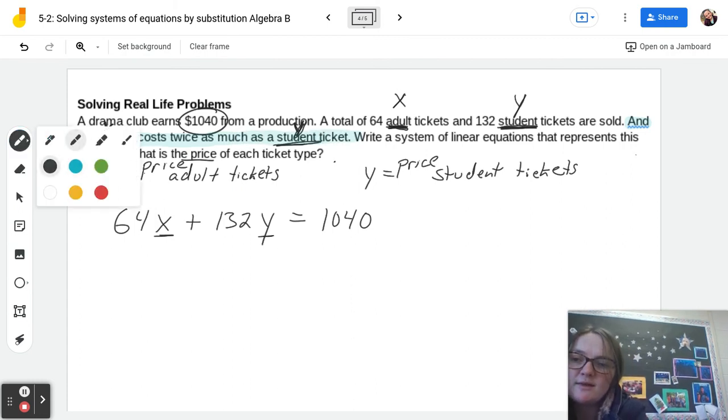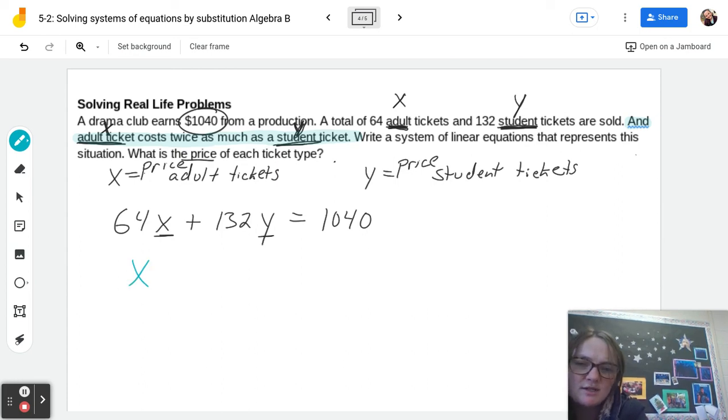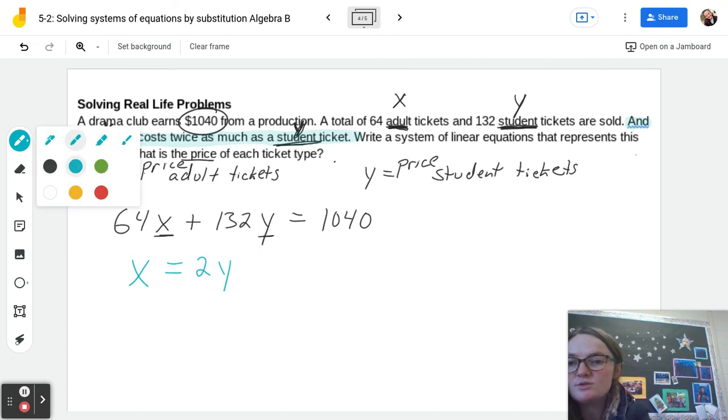Okay, so let's write that. Adult tickets are X, and it says that they cost twice as much as student tickets. So I'm going to say X equals 2 times the amount of student tickets, which is y. From here, we're just going to solve using substitution.